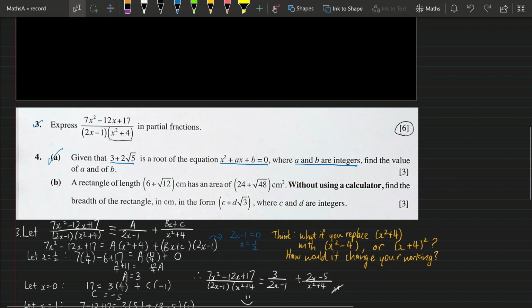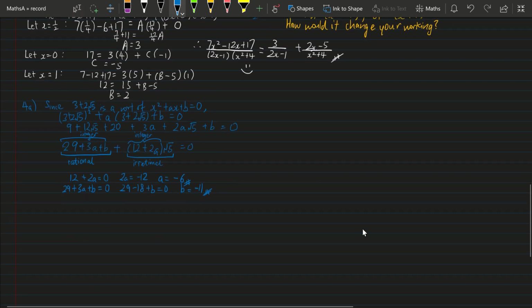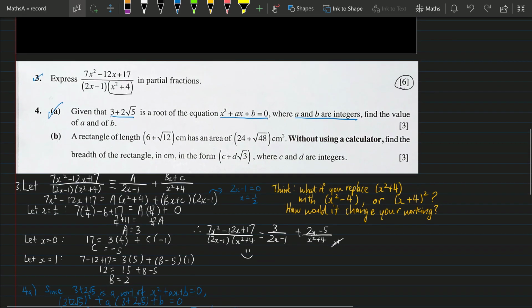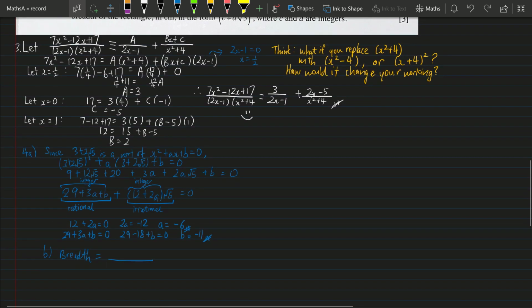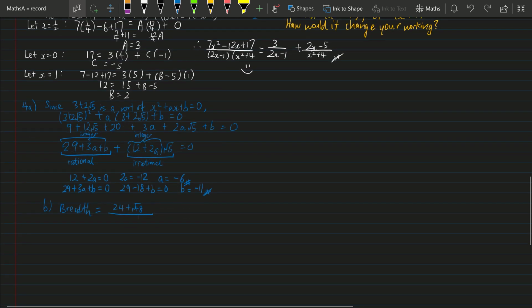Because the rectangle is length times breadth, right? So, if you want to find the breadth of the rectangle, so part B, breadth is actually equal to the area divided by the length. So straight away you can write this down, don't need to waste time. 24 plus square root 48 divided by the 6 plus square root 12.